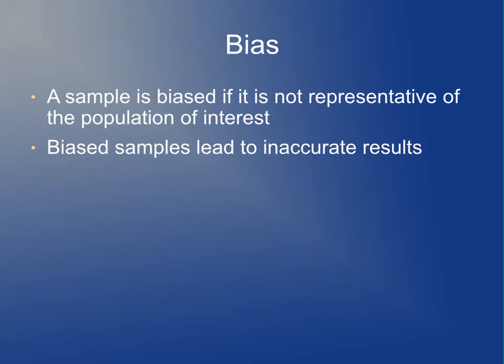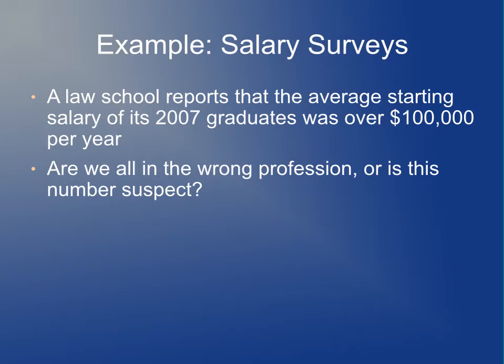The first issue that can cause problems with experiments is bias. A biased sample is a sample that's not representative of the population of interest. If your sample is not representative, you can get inaccurate results. I'll give a few examples of this as we continue through today's discussion. One example is salary surveys.